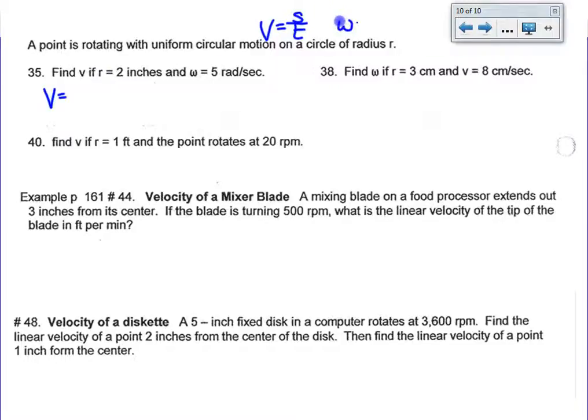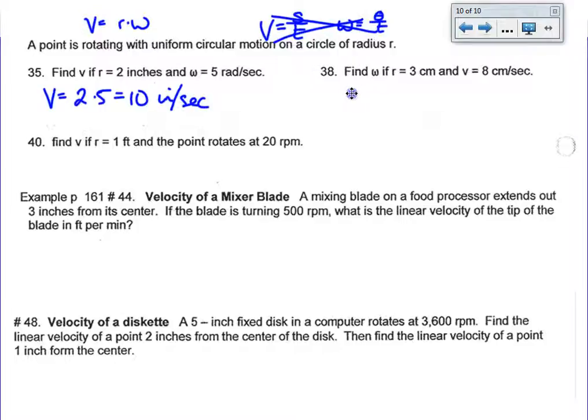Remember that your angular velocity is theta divided by t. So, you know what? I have a better formula. Remember, we derived this formula that said linear velocity is really r times omega. So let's just do that. So 2 times 5 gives me 10. And then we should label, let's see, it's inches per time, which is seconds.